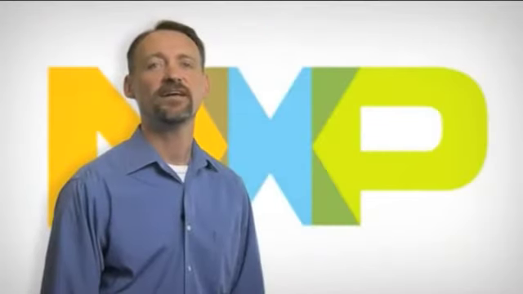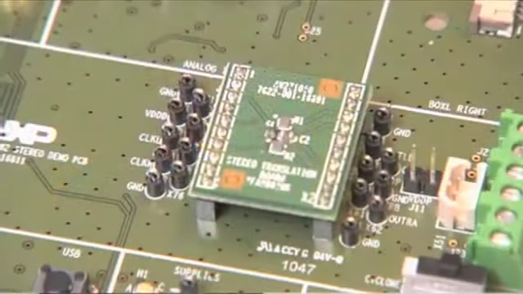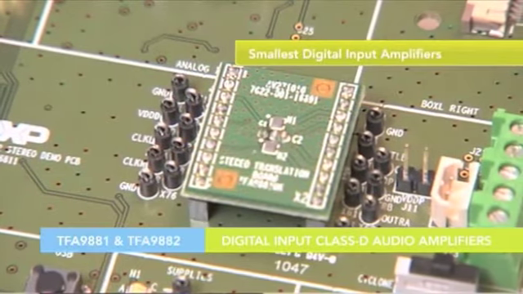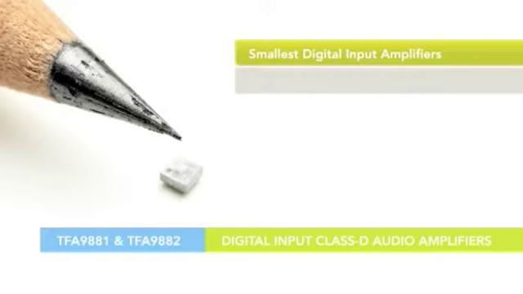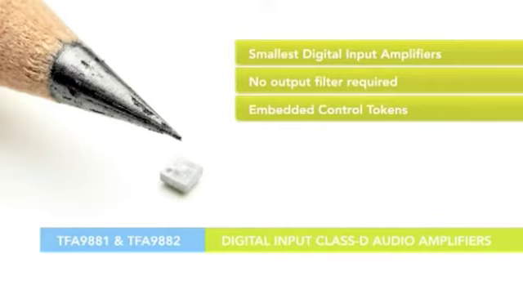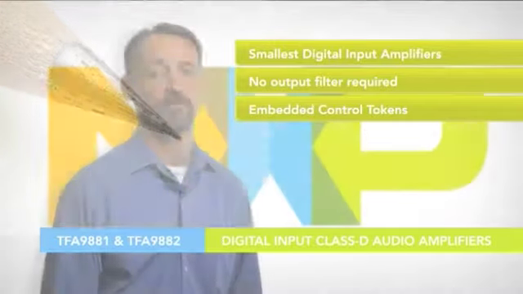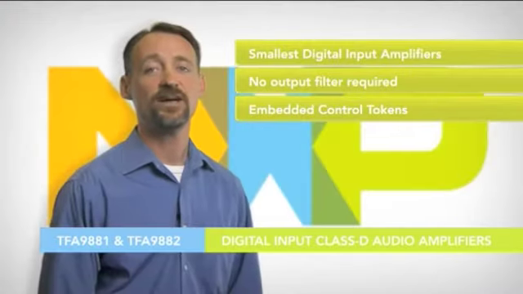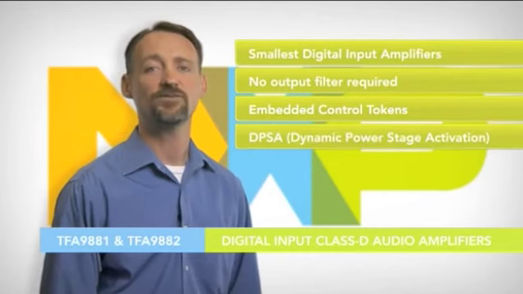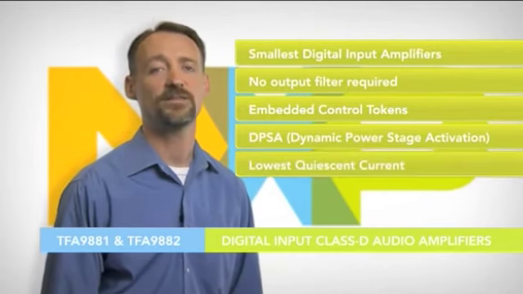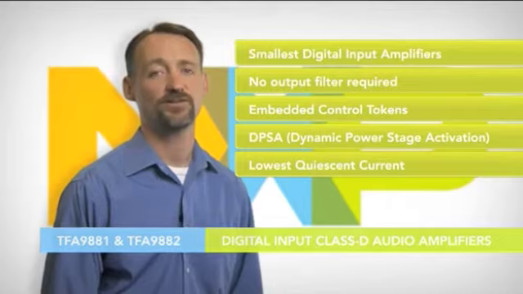The TFA9881 and 82 are the smallest digital input amplifiers available in the industry. They do not need external filters in the output, and they utilize embedded control tokens, which eliminates pins and allows the device to fit into a 9-ball chip scale package. They feature dynamic power stage activation, which allows them to offer the lowest power consumption in the industry, as well as the lowest quiescent current.